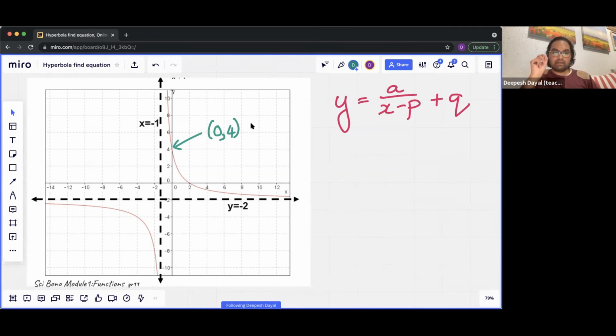Make sure you're plugging in the values correctly, right? So it's A over X, and then remember the bottom, it's X plus 1, because when you take it out, it's going to change the sign, right?